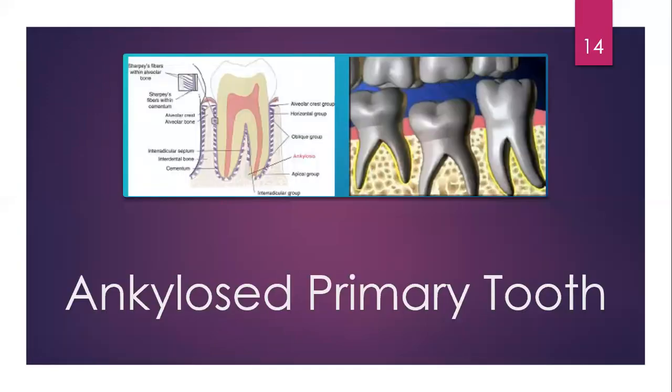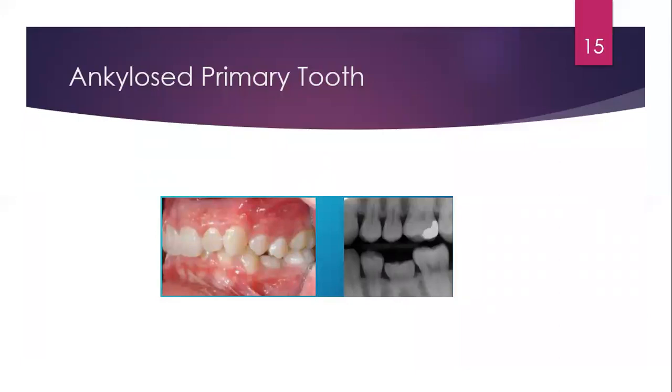So we'll move on to our next topic of ankylosis. With ankylosis, commonly you would see it with the second primary molar, and of course that has to do with the development of the periodontal ligaments surrounding that particular tooth. With the ankylosis of primary teeth, you can see in these pictures how it appears clinically. During your examination, you're looking for a tooth that is submerged.